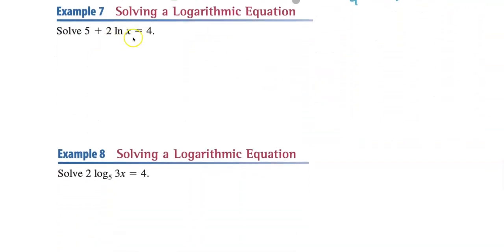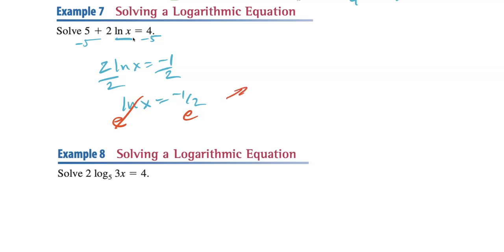Solving a log equation is this one. We're just going to solve for natural log. Let's get that by itself. So minus 5: 2 natural log of x equals -1. Divide by 2, divide by 2. Natural log of x equals -1/2. Then we're going to take e of both sides to get rid of the natural log. You get x equals e to the -1/2.